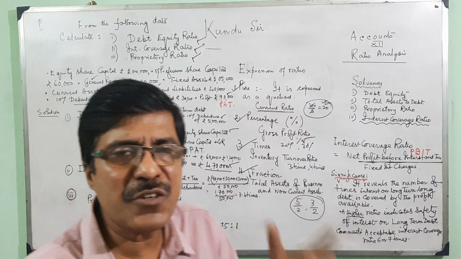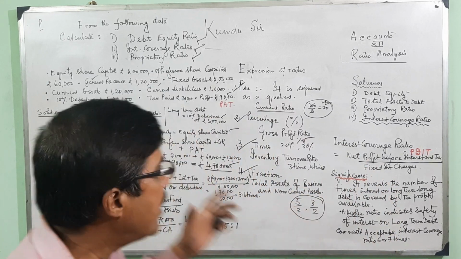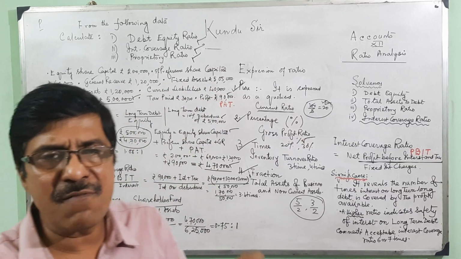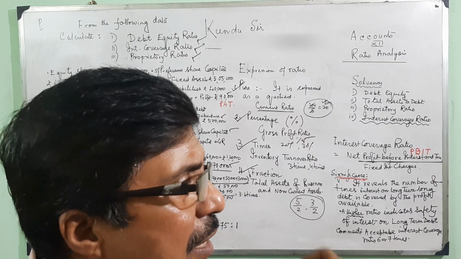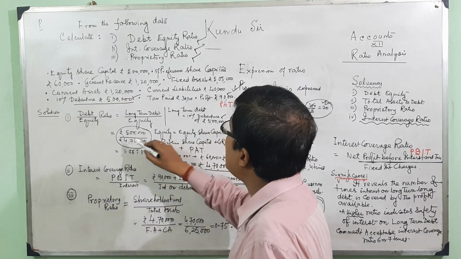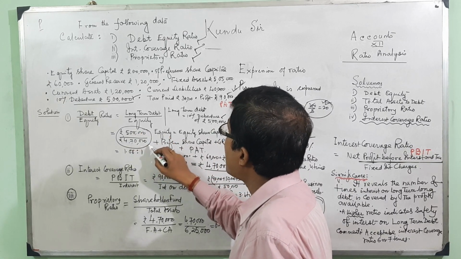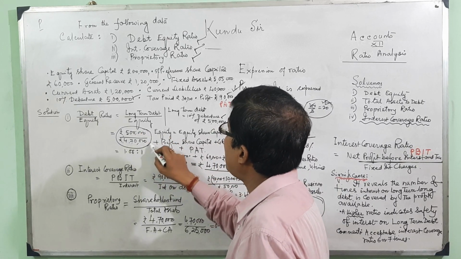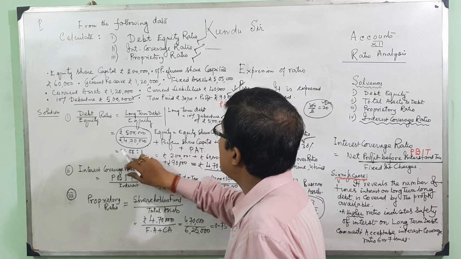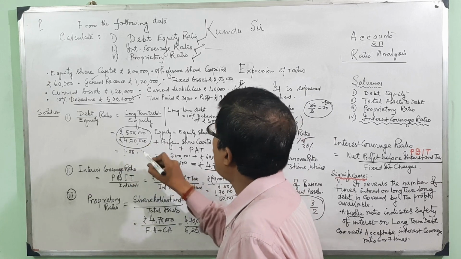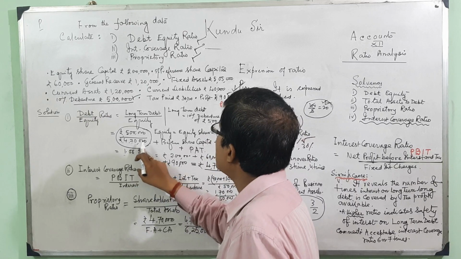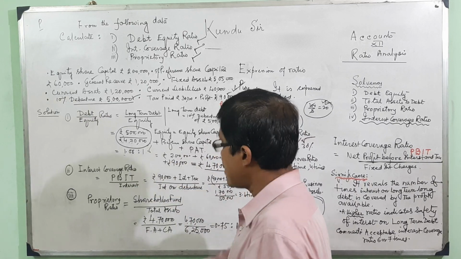And we have already mentioned debt is the long term debt. In the given data there is only a long term debt of 5 lakhs, the 10% interest bearing debenture. So it is 5 lakh by 4,70,000, which comes to 1.01 by 1. We have got the result.